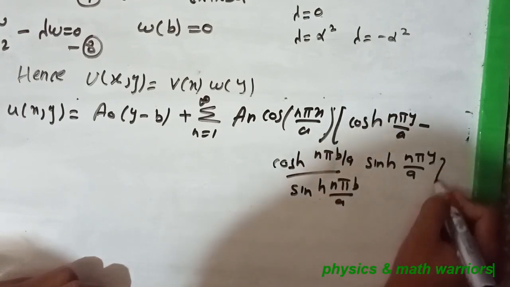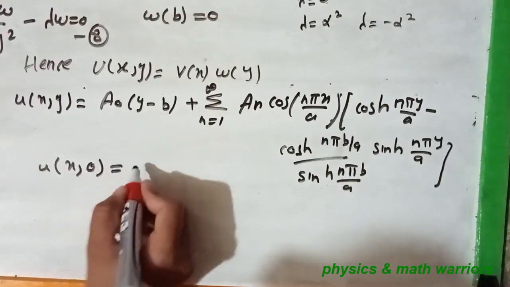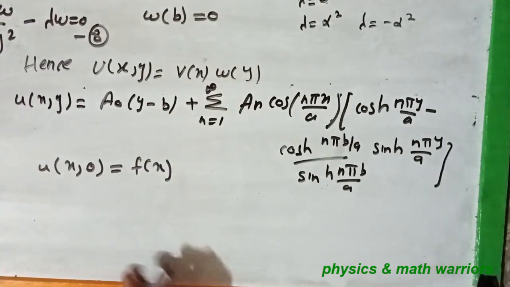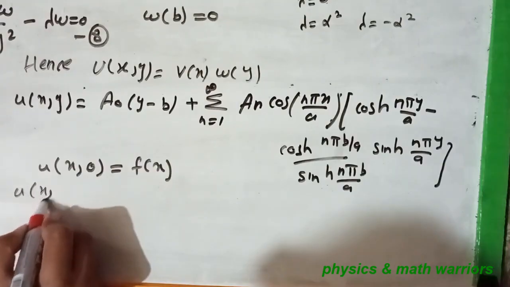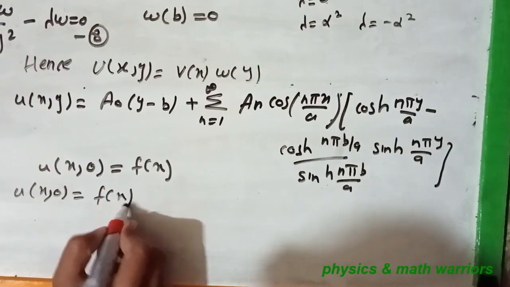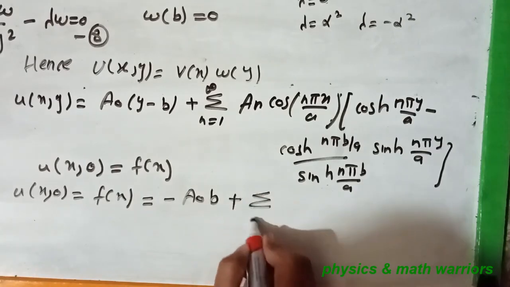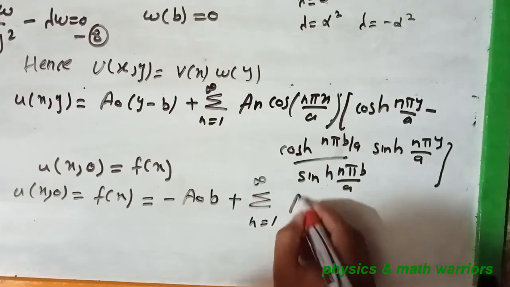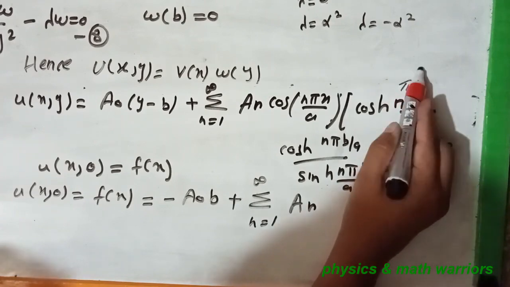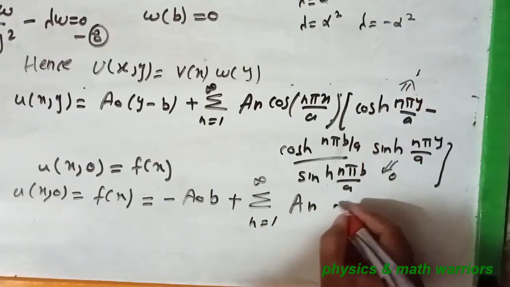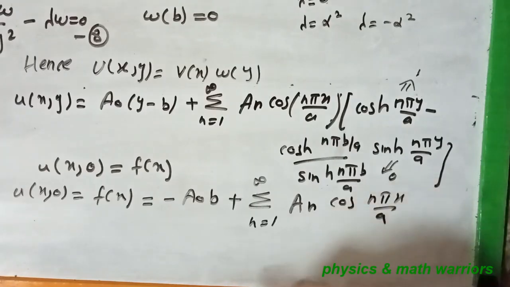Now we'll use the condition, which is u of x and 0 is equal to f of x. It means put y is equal to 0 in the above equation. So u of x and 0 is equal to f of x is equal to minus a naught b plus summation n is equal to 1 to infinity an, and this whole term is equal to 0 and this term is equal to 1 for y is equal to 0. So this becomes an cos n pi x over a.